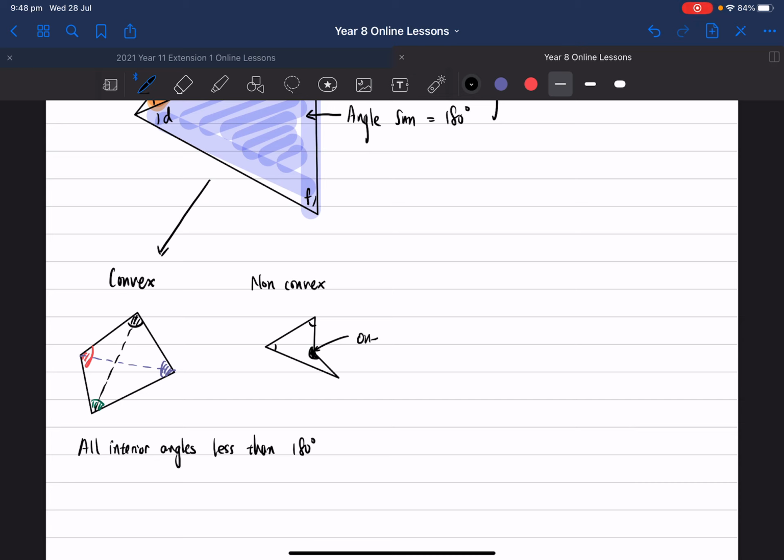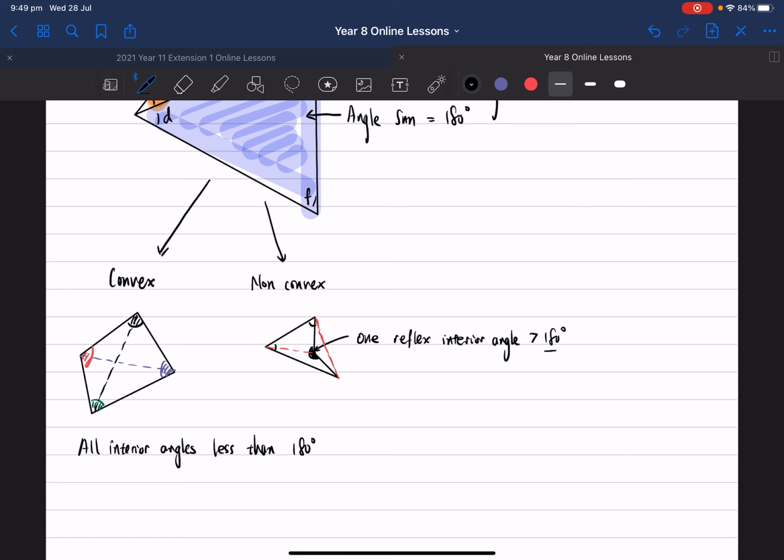And this angle here is one reflex angle, or one reflex interior angle. So one of the interior angles is greater than 180 degrees, but less than 360 degrees. So it's one reflex angle inside, and if we try to draw the diagonals, one of the diagonals lies outside of the figure. So that's the reason why we classify this as a non-convex quadrilateral.